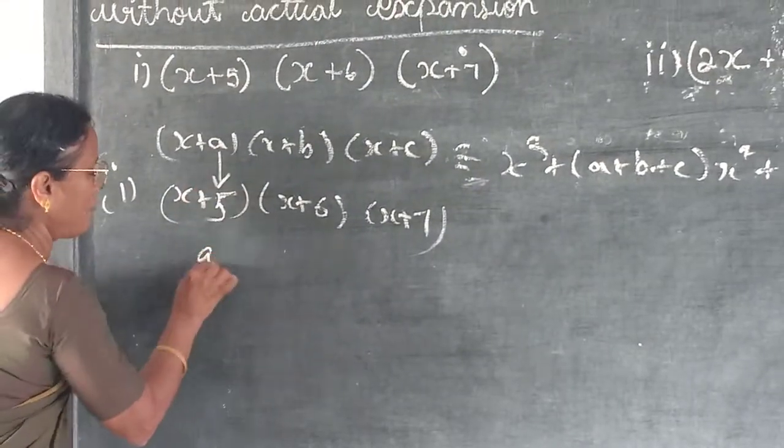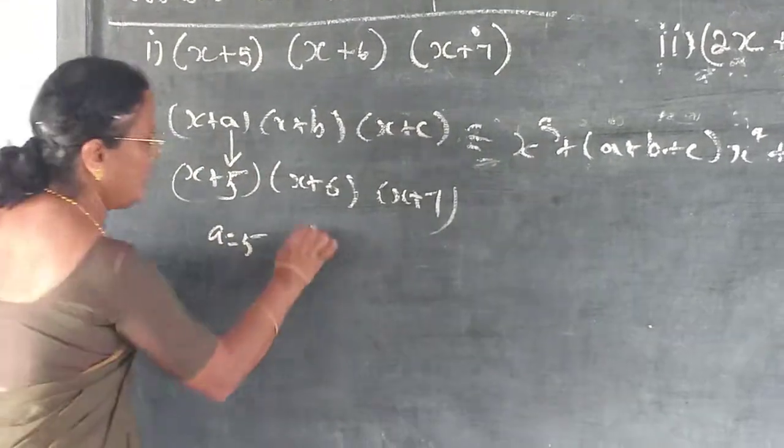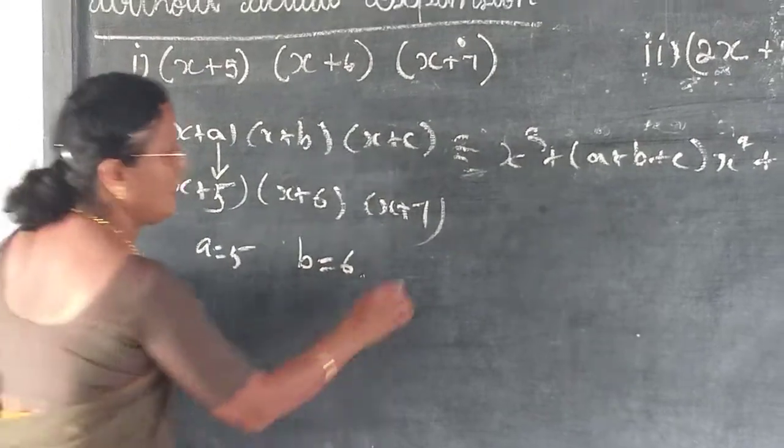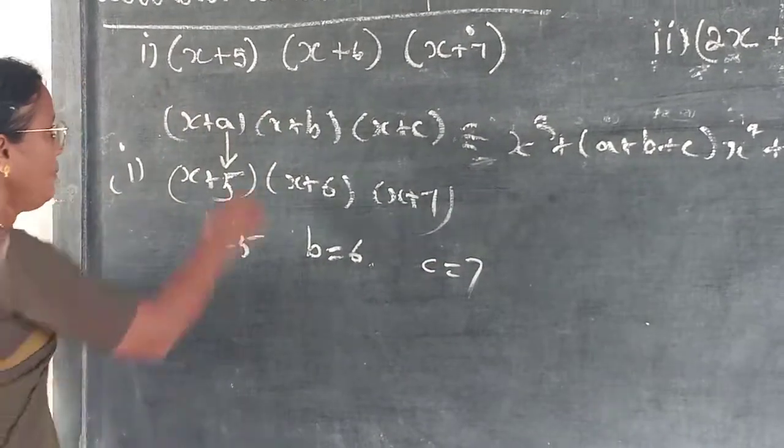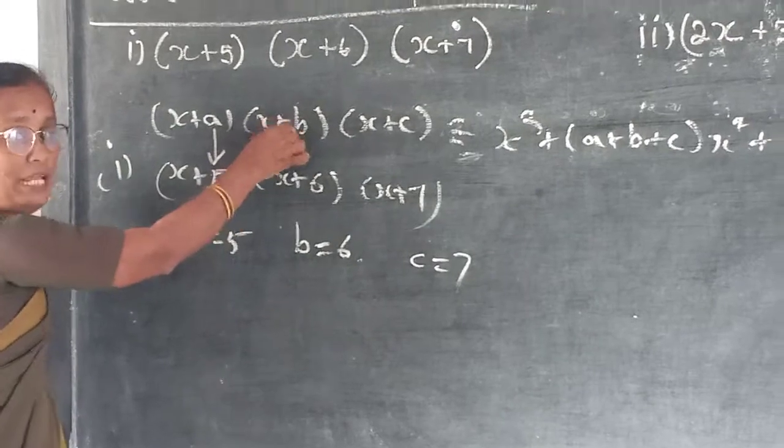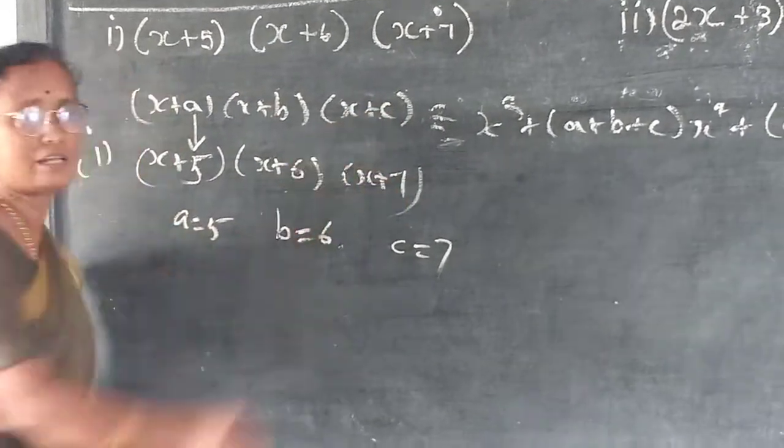So in the place of a, what do you have? 5. In the place of b, what do you have? 6. In the place of c, what do you have? 7. Plus a, plus 5. Plus b, plus 6. Plus c, plus 7.